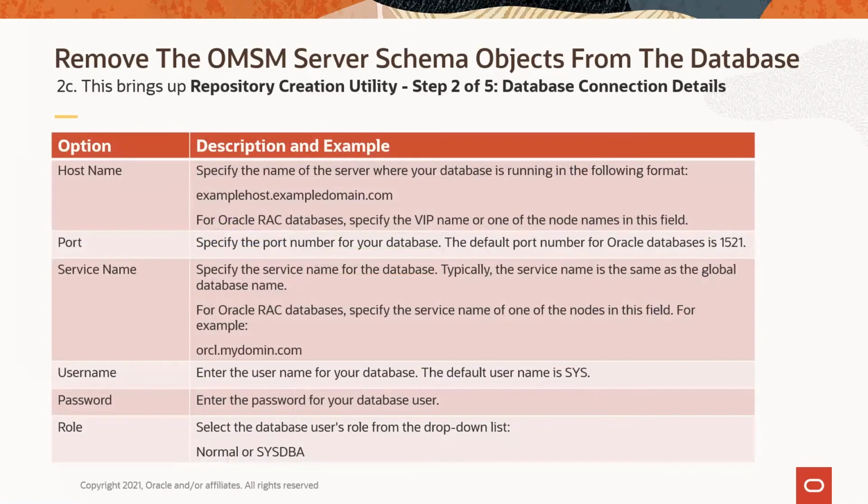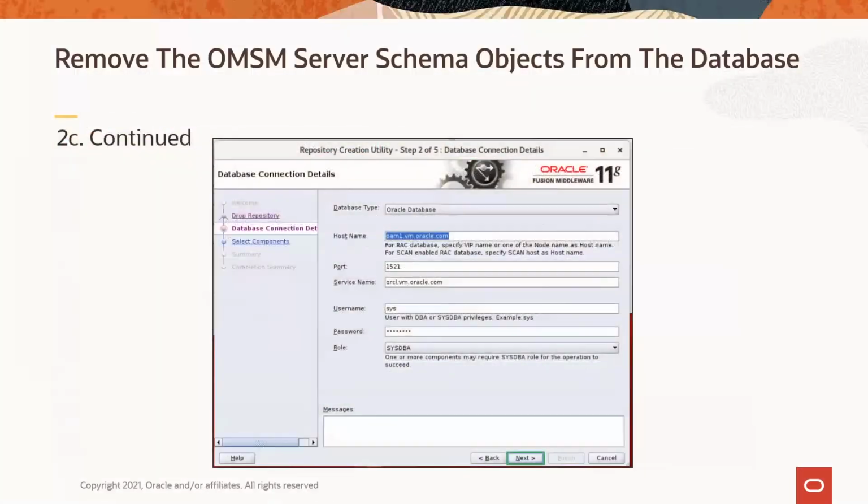Step 2C. This brings up Repository Creation Utility Step 2 of 5 Database Connection Detail screen. Fill in the database connection information. Continuation of Step 2C. Click Next once the database connection details have been filled in.